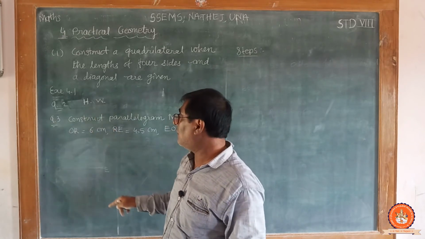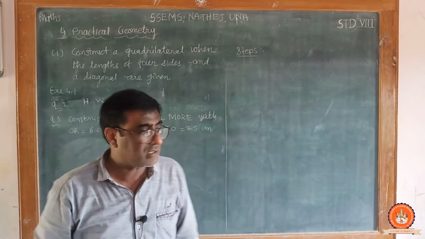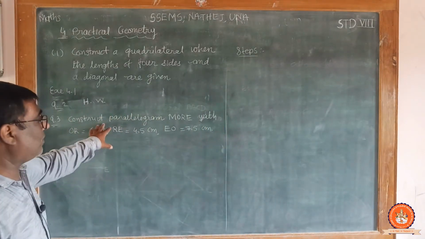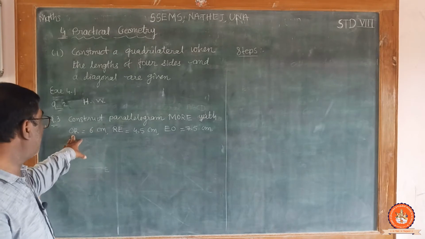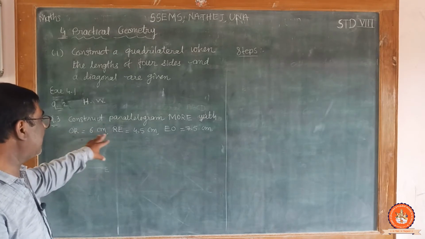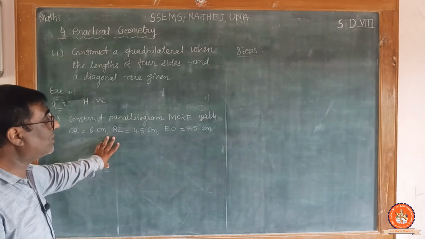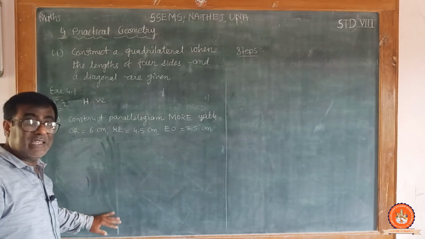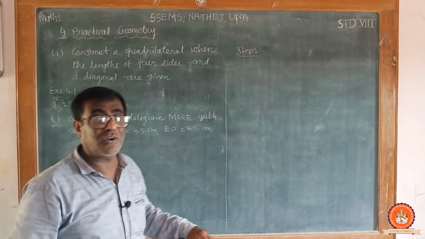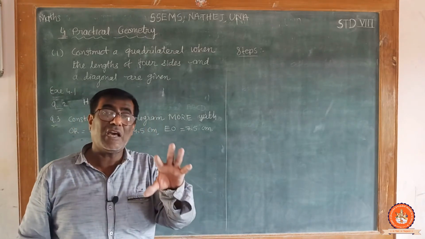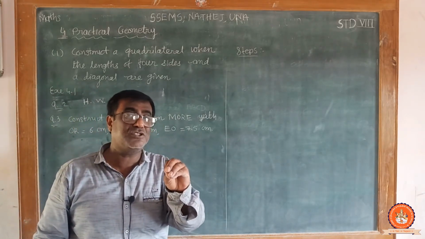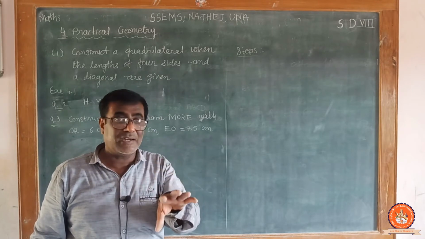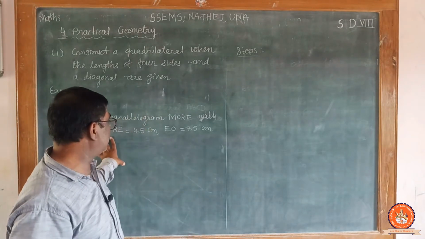Now question number 3: construct a parallelogram MORE with OR equal to 6, RE equal to 4.5 and EO equal to 7.5 centimeters. My friends, you may be thinking that sir has taught earlier that you require minimum 5 measurements to draw a quadrilateral, but here only 3 are given.